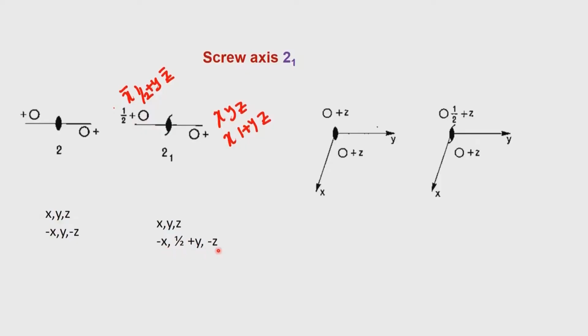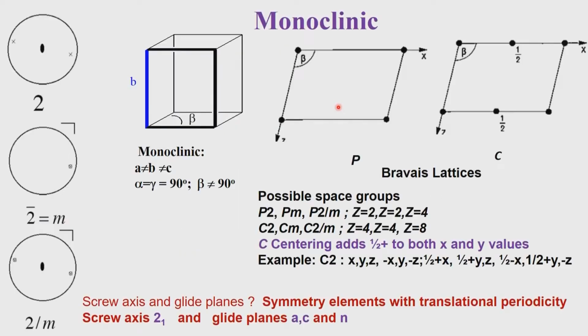And so, we get the equivalent points x y z, x bar half plus y z in the case of the 2-1 axis, and this is how we describe the screw axis, and this is the only possible additional symmetry element which can come in monoclinic systems. The monoclinic systems, as we saw before, have the two-fold, the 2 bar and the 2 by m symmetry, and therefore, now 2 can have a 2-1 symmetry. So, we will have a screw axis which is replacing the two-fold here.